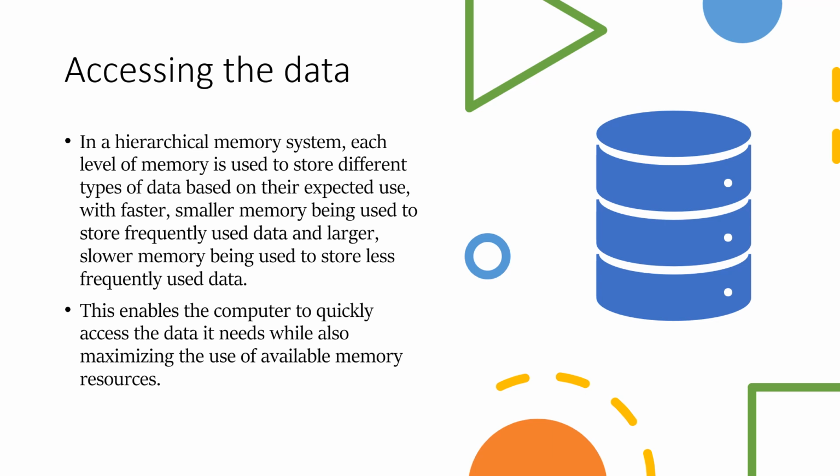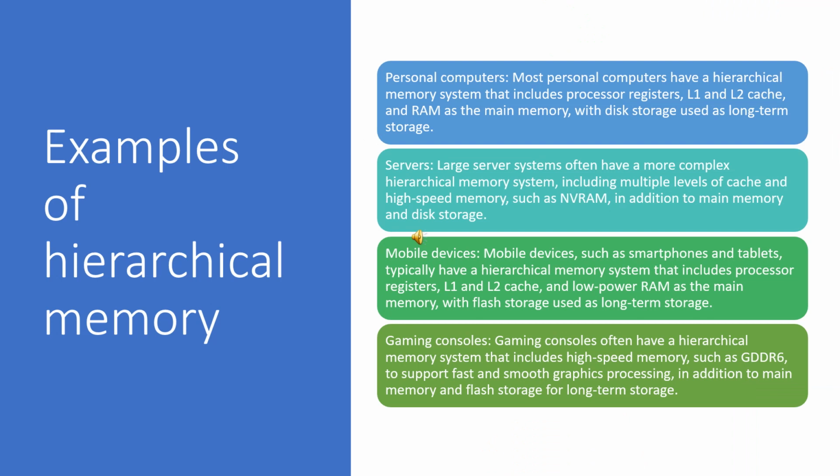Accessing the data. In a hierarchical memory system, each level of memory is used to store different types of data based on their expected use, with faster, smaller memory being used to store frequently used data and larger, slower memory being used to store less frequently used data. This enables the computer to quickly access the data it needs while also maximizing the use of available memory resources.